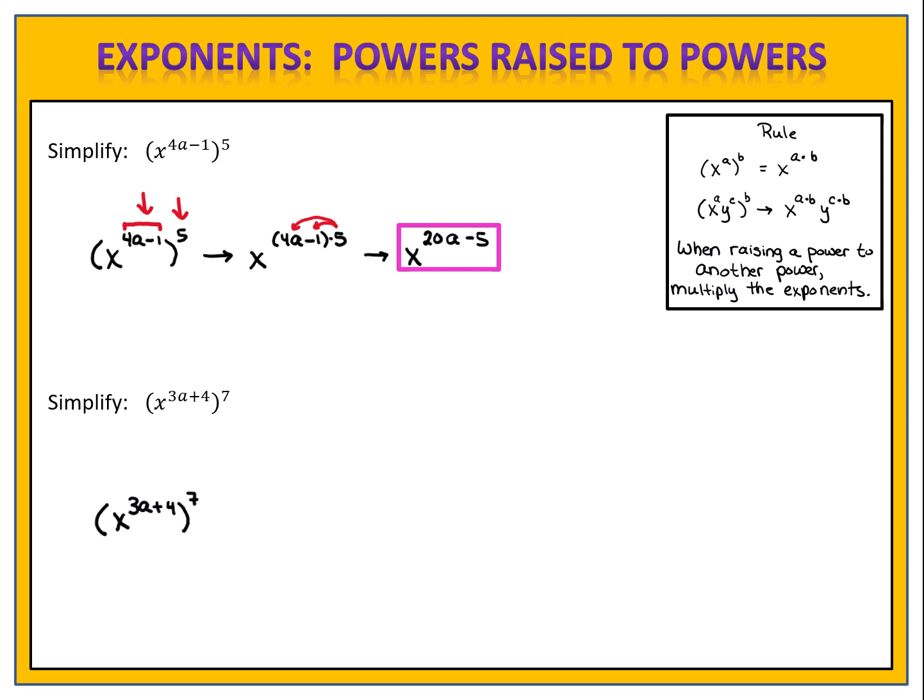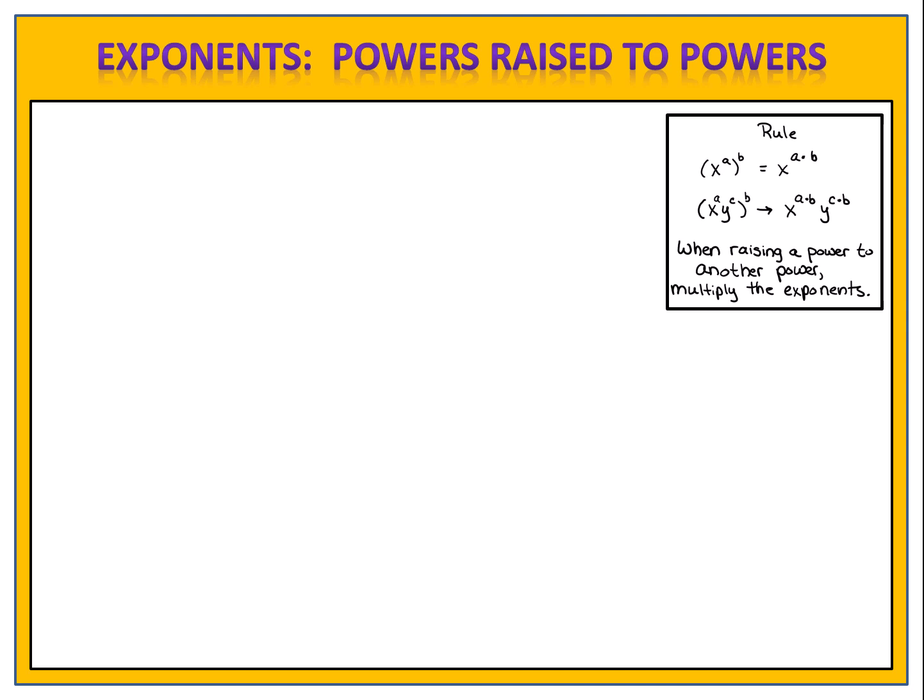Let's see how you did. We have a base of x with an exponent of 3a plus 4. We also have an exponent on the outside of the parenthesis, the 7th power. To simplify this, we need to multiply the two exponents. So we'll have x to the 3a plus 4 times 7. We have to distribute the 7 into the parentheses, so we have x to the 21a plus 28. That's our final answer.